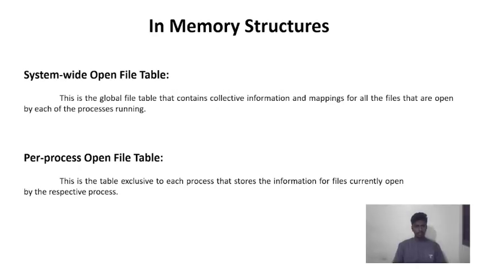In-memory structure, system-wide open file table. It is the global file table that contains a collection of information and mapping of all the files that are opened by each of the running processes. Per-process open file table. This is a table specific to each process that stores the information of a file currently opened by the requesting process.